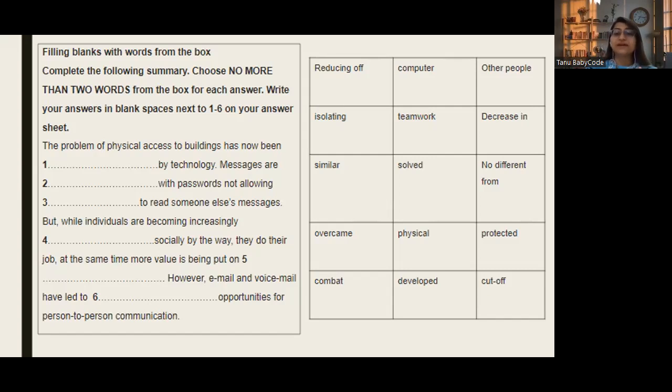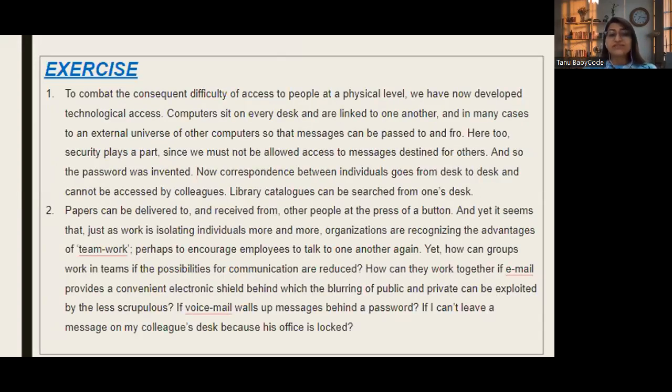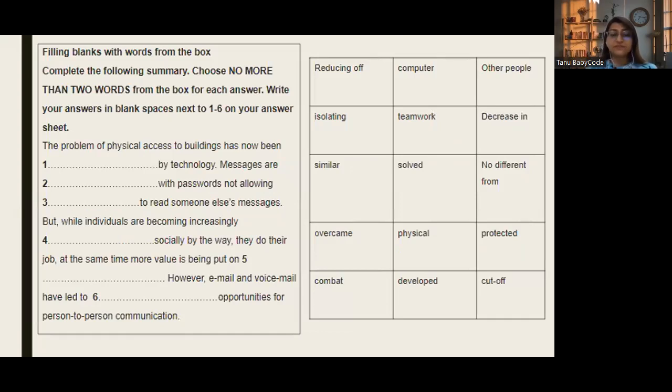Now, I'll be looking at the words from the passage, but I will choose my finalized word from this table, an option from the table, right? Now, first is the problem of physical access to building has now been dash by technology. So once reading the paragraph, I came across the very first statement that they were combating the difficulty of access. They were having the difficulty of access to people at physical level. We have now developed technological access. So now they have an access. That means the problem is solved now, right? So the problem of physical access to building has now been developed by technology or solved by technology. The problem cannot be developed now because the problem has been solved now. So I'm going to choose this answer, solve.